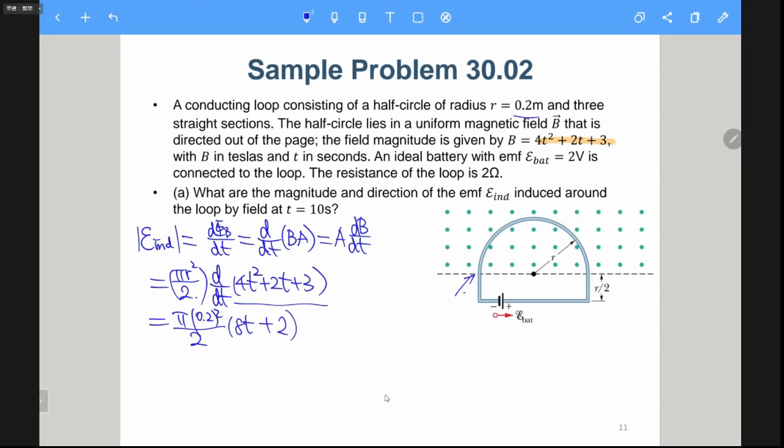Okay, so if we want to find the magnitude of the EMF at t equals 10 seconds, we just need to plug in t equals 10 seconds. So E_ind at t equals 10 seconds will be pi times 0.2 squared over 2, and then 8 times 10 plus 2. So this is 5.2 volts.